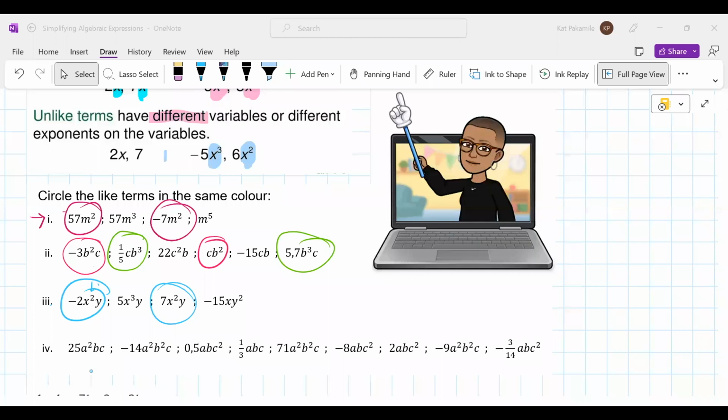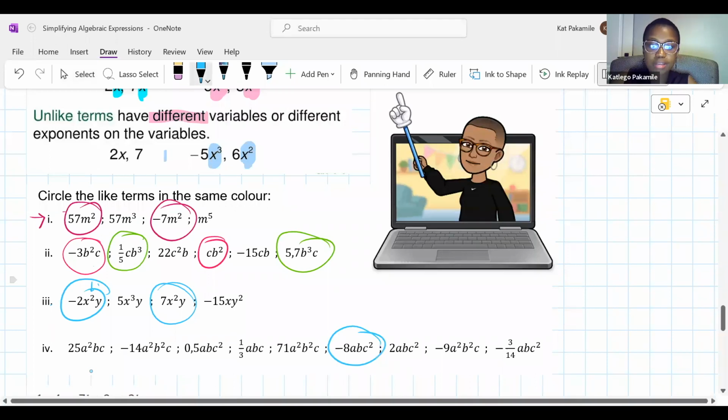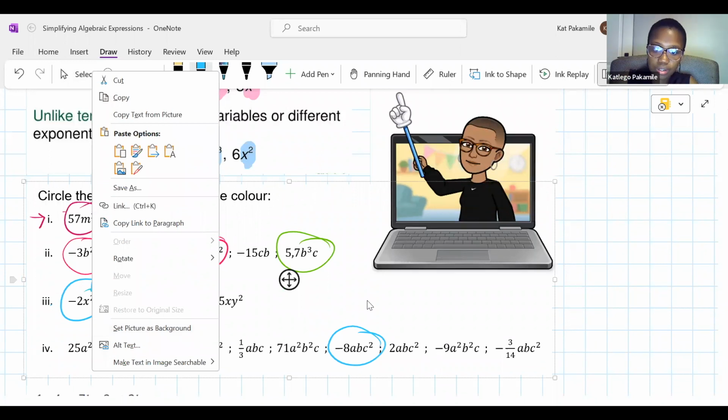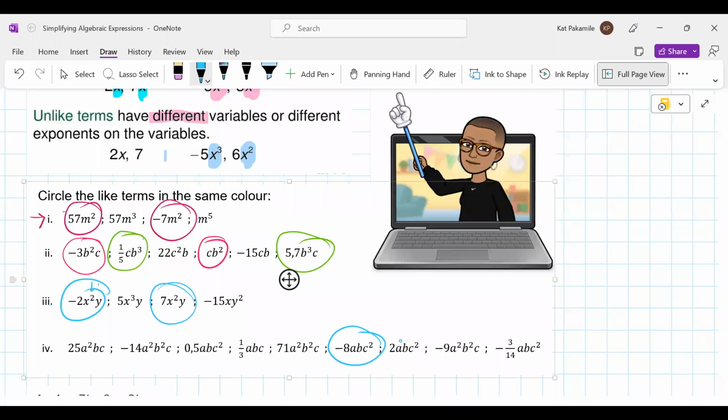Let me check. So it's this one and the one next to it. Which other ones? Check where you have a, b, c to the power of 2. It's 0.5abc to the power of 2 and negative 3/14 abc to the power of 2. There we go. So you must check. Yes, those are not all the like terms though.